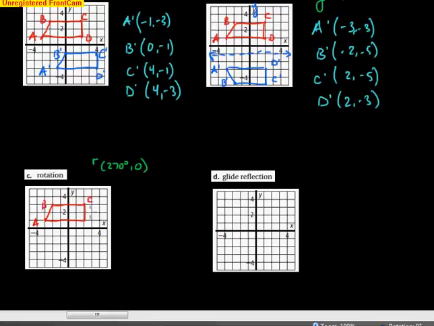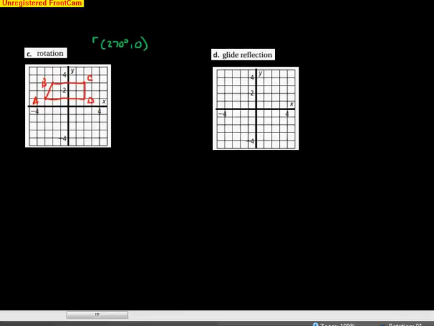A, B, C, D. And now, I'm going to rotate this 270 degrees around the origin. So you have to recall that if you do a 270 degree rotation, then all of your points (x, y), the x and y switch, and the second coordinate becomes opposite. So all of these points are going to be written as (y, -x).